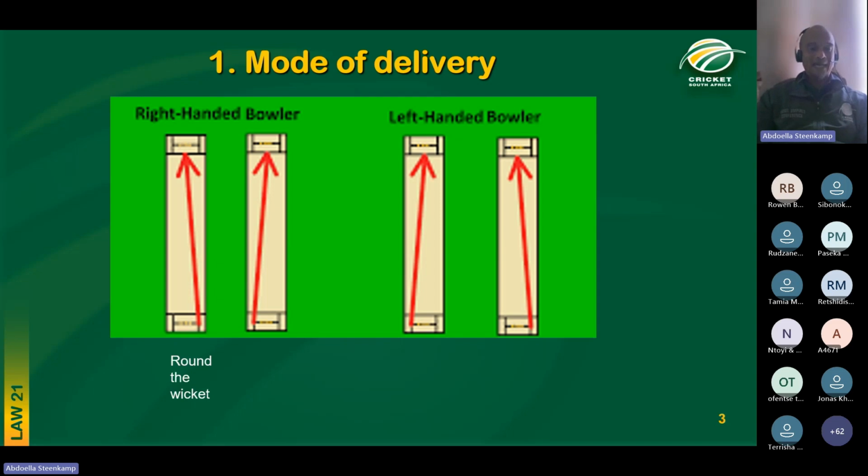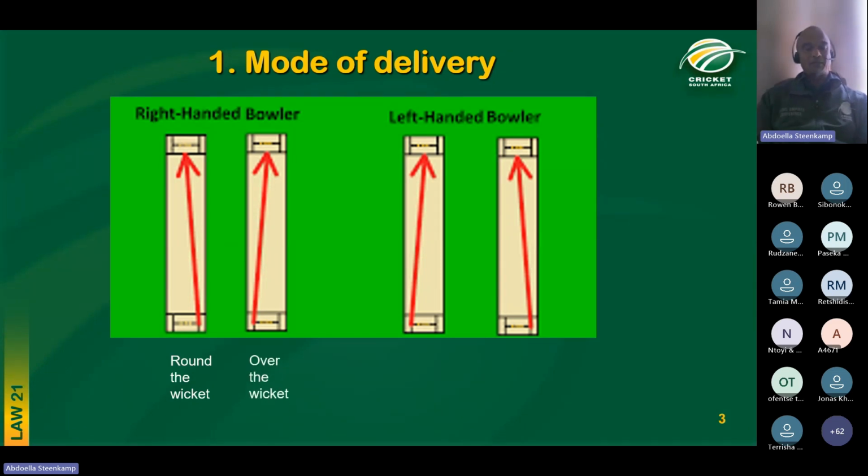If the bowling hand, in this example the right hand, is further away from the stumps, then the bowler is bowling right arm round the wicket. So just visualize the ball in the bowler's right arm. The left arm is closer to the stumps and the right hand, that which the ball is in, is further from the stumps. If that is the case, the bowler is bowling right arm round the wicket.